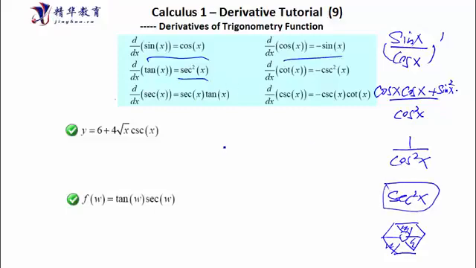See, tangent gives secant squared. Cotangent equals what? Cosine over sine. Secant is 1 over cosine, and cosecant is 1 over sine. You can just do the simple derivative.